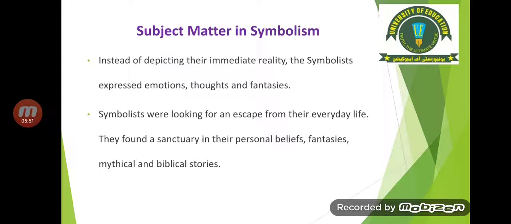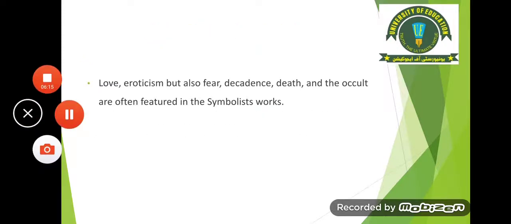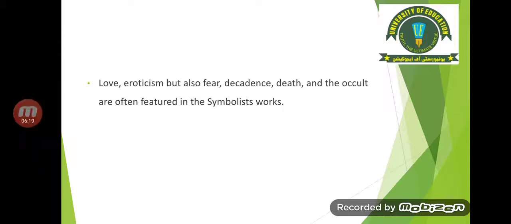Biblical stories are related to the Bible, and the mythical stories are related more to imaginary characters or creatures, which we mostly find in Greek civilization, in which they used to have their gods and goddesses. All of them were imaginary. So, the main subjects in these symbolic paintings were love and eroticism, but also fear, decadence, death, and the occult are often featured in symbolist work.